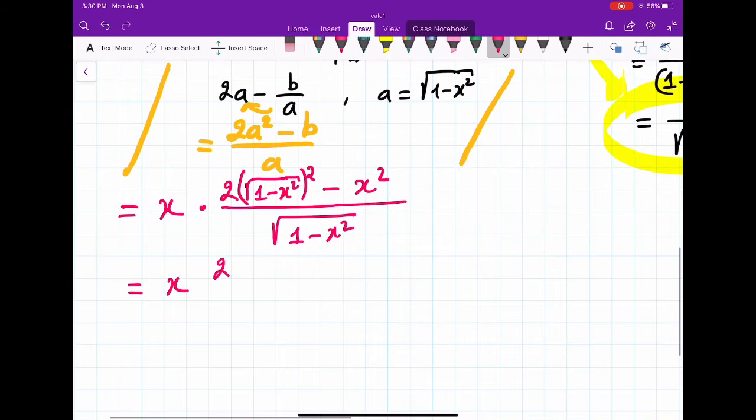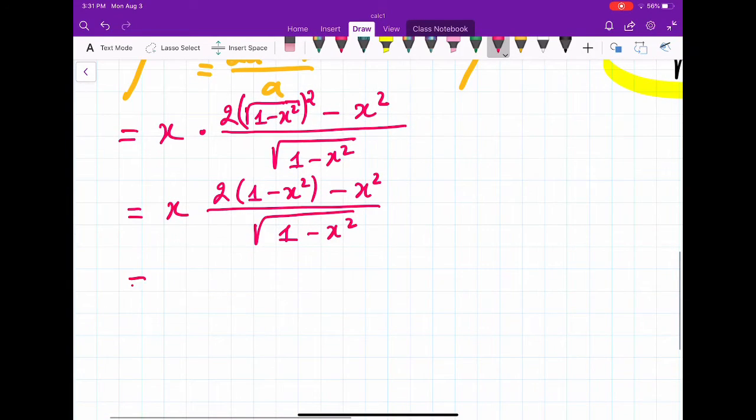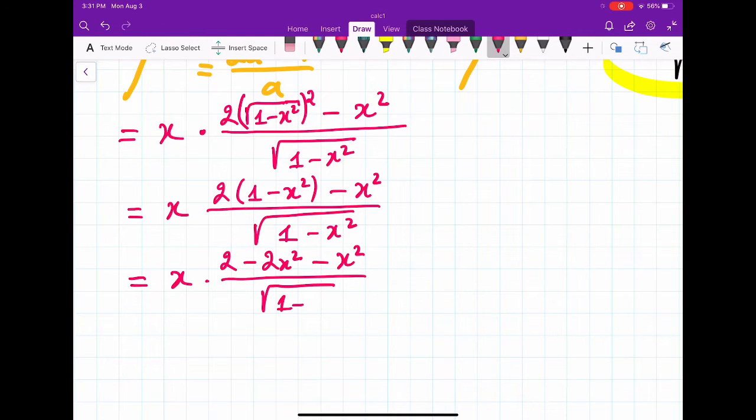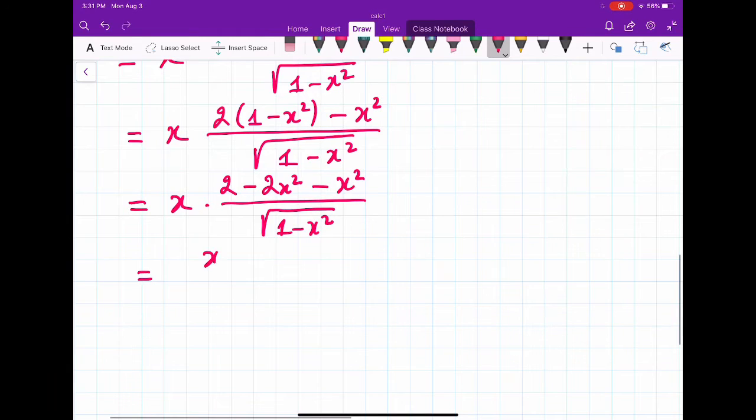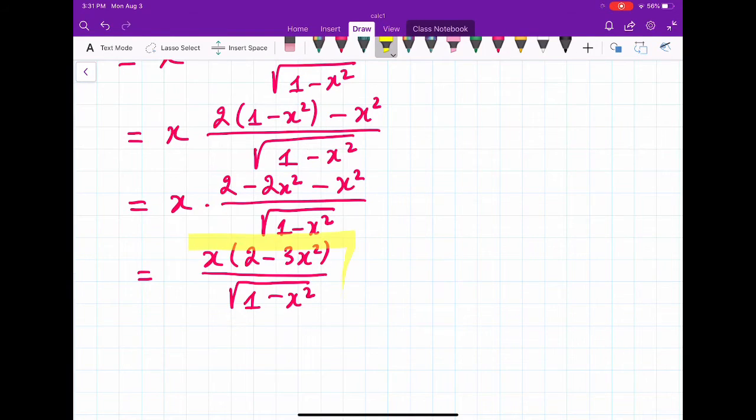So I have 2 times 2, 1 minus x squared minus x squared divided by the square root of 1 minus x squared. Then you open parentheses, you have x times 2 minus 2x squared minus x squared divided by the square root of 1 minus x squared. Then you have x times 2 minus 3x squared over the square root of 1 minus x squared. Now the derivative looks really nice, right? That is y prime. And of course, if they ask you to solve the equation y prime equal to 0, it is easy.